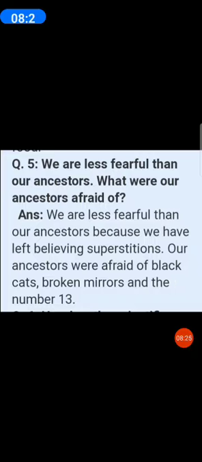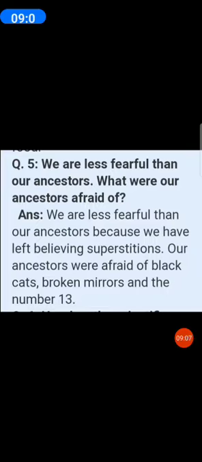We are less fearful than our ancestors or than our forefathers because we have left believing superstitions. It means that our forefathers or ancestors, means previous generations, 100 years or 200 years ago, the people used to believe in superstitions. And what are superstitions? We have just read in the text. Superstitions are false beliefs or such beliefs which involve baseless fears of things. So people used to be afraid of different things without any reason. They were just their superstitions.